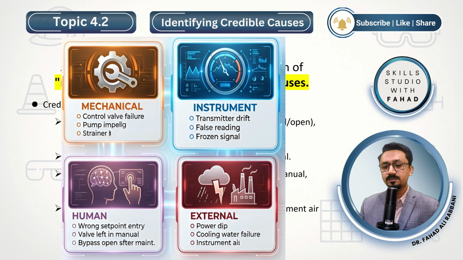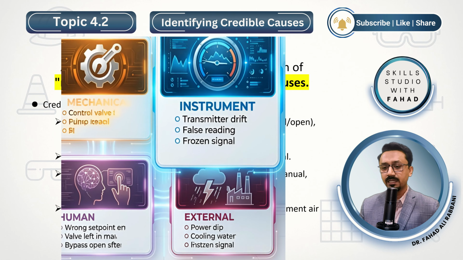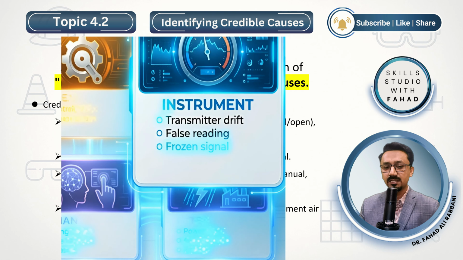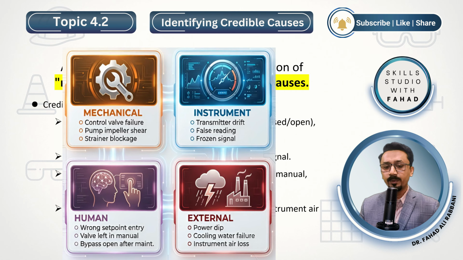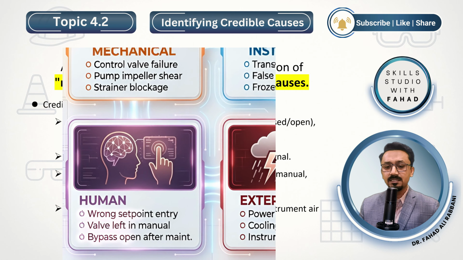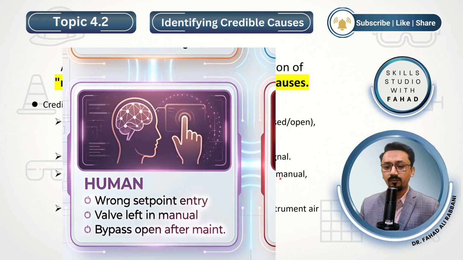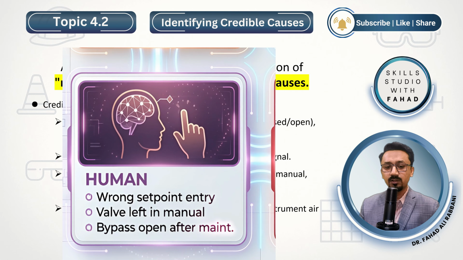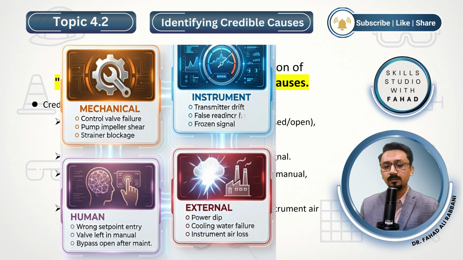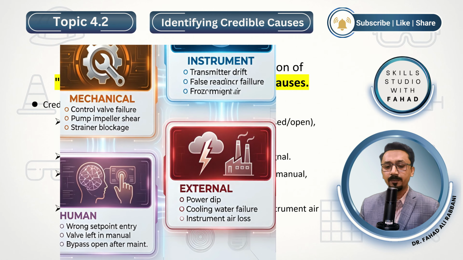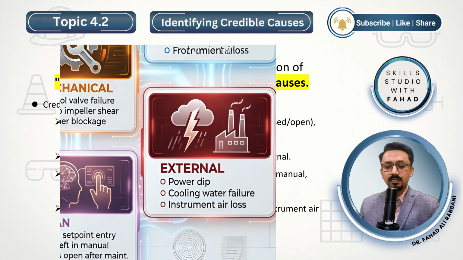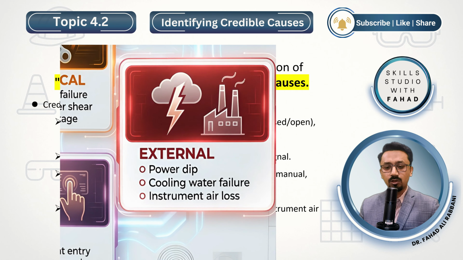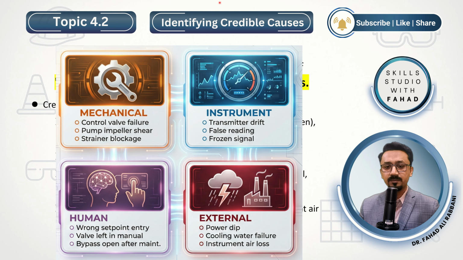Instrument: transmitter drift, false reading, frozen signal. So all of these are instrumental errors. Human cause: operators enter the wrong set point, valve left manual, bypass left open after maintenance. So all of these are human causes. External causes could be power dip, cooling water header failure, instrument air pressure loss. So all of these are external problems.